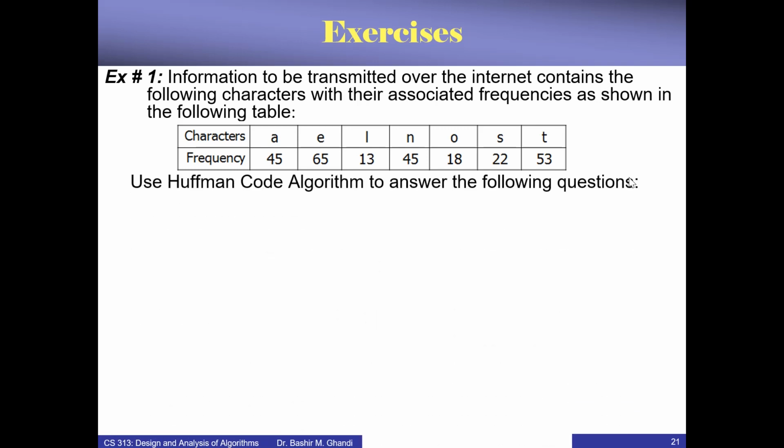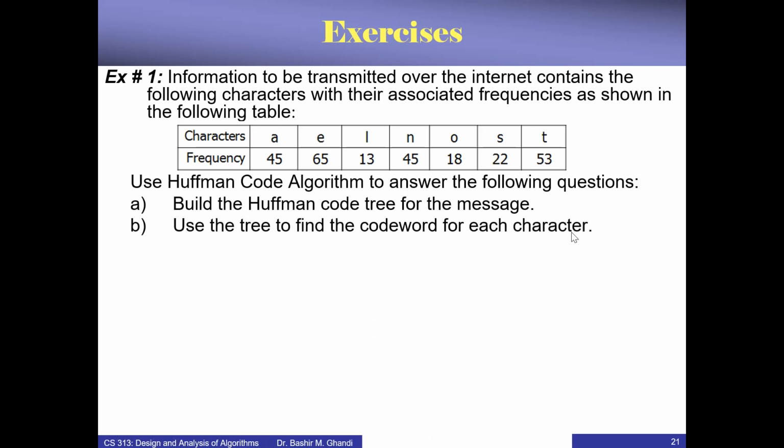So what is the question? Use Huffman code algorithm to answer the following. 1. Build the Huffman code tree for the message. Based on this, what is the Huffman code tree? So you just follow the algorithm exactly like we did. You enqueue these first into a priority queue, and then you keep dequeuing them and joining to form a tree until you end up with one tree. That tree is the Huffman code tree. Based on the Huffman code tree, you will be able to generate the code words.